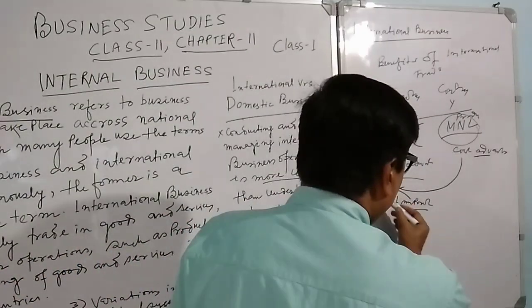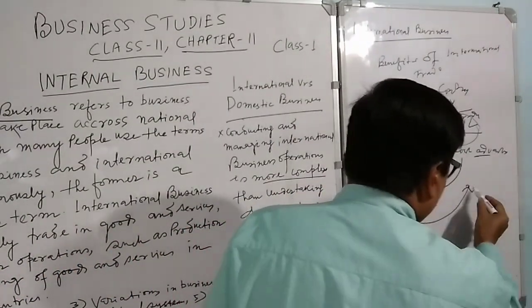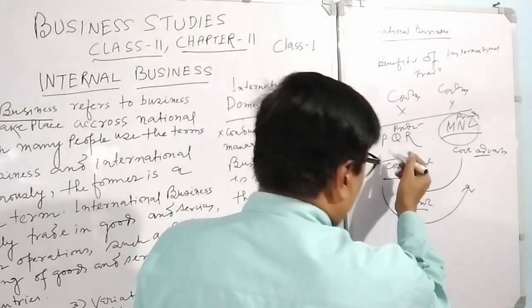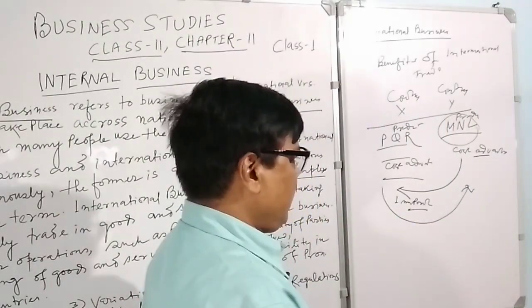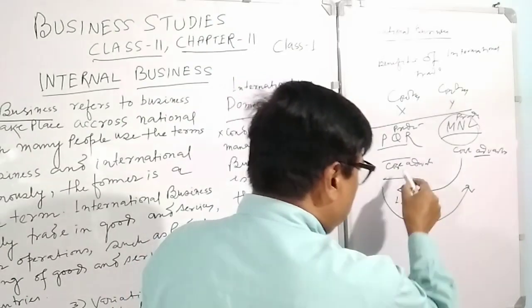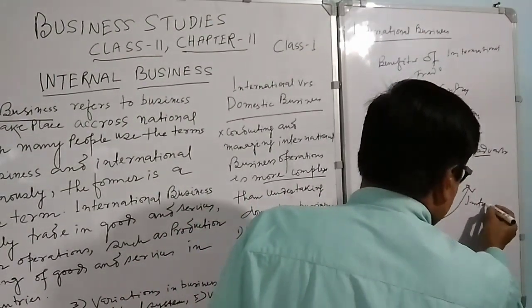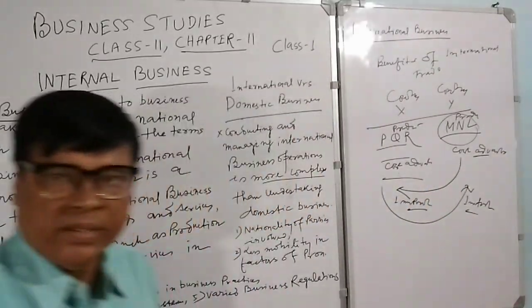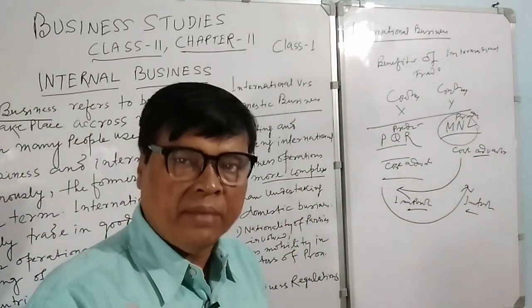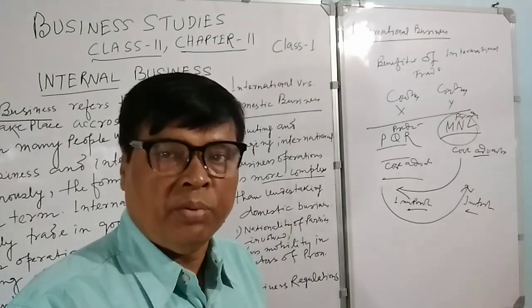Similarly, country Y will import all these PQR items which are not cost advantageous in their own country. So this is the system. You understand that ultimately both countries will benefit.